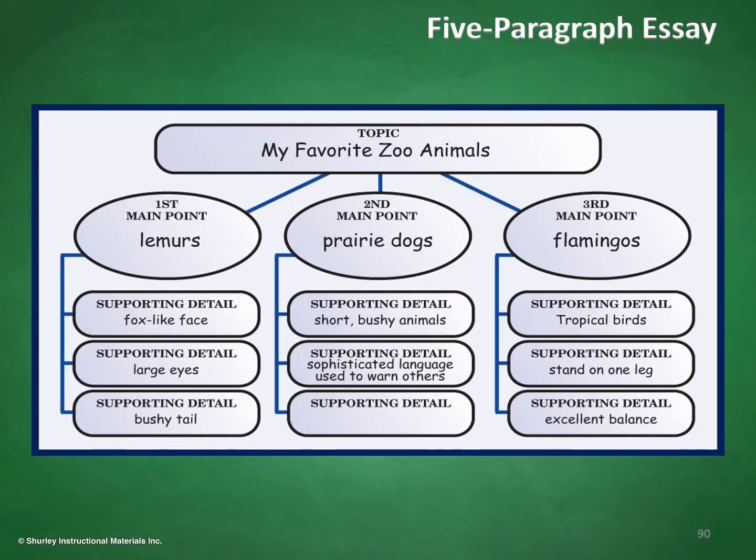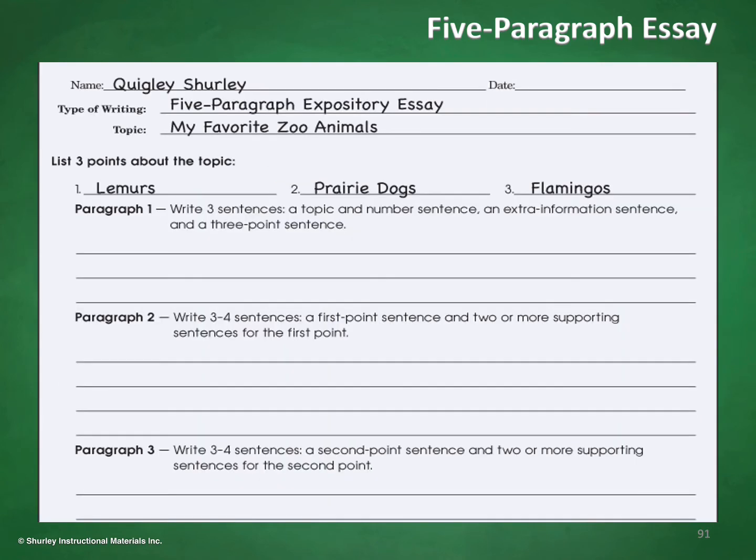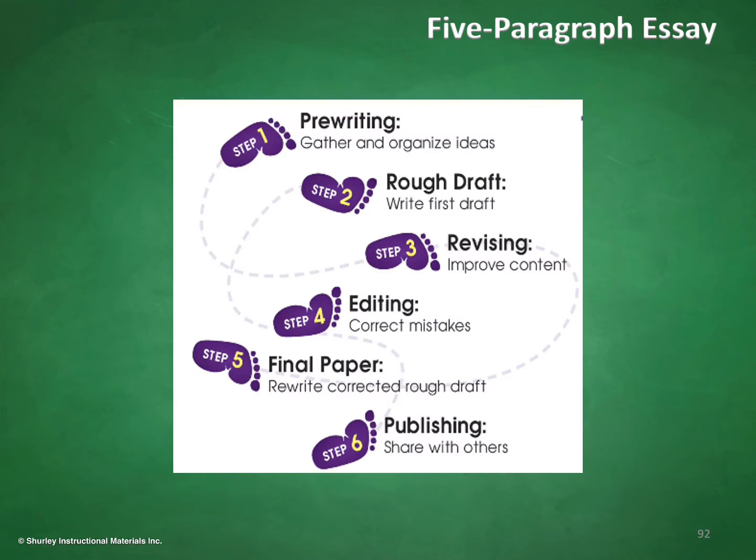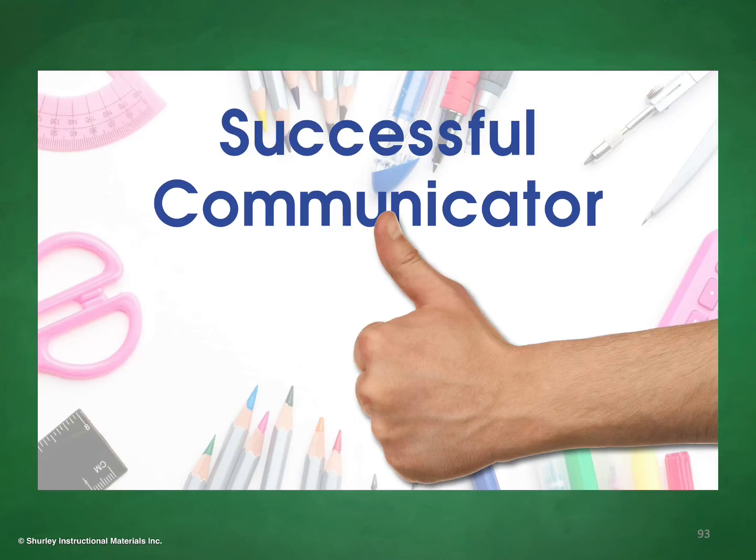The same pre-writing map is used for the 5-paragraph essay. Students will simply follow the organizational structure of the sentence outline as they transfer their information from the pre-writing map to their rough draft. As students develop their 5-paragraph essay, they will follow the 6 steps in the writing process as usual. Students will pre-write, write the rough draft, revise, edit, write a final paper, and publish their writing. As you can see, Shurley English equips students with all of the right tools to become a successful communicator early in their educational career.